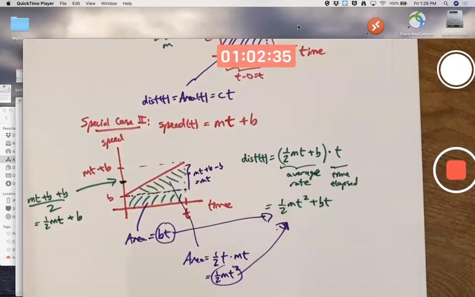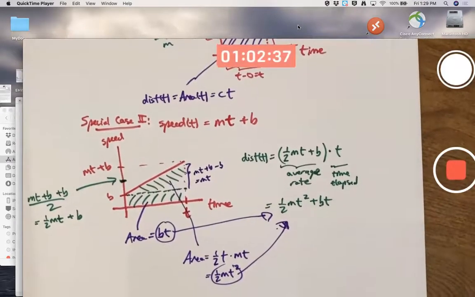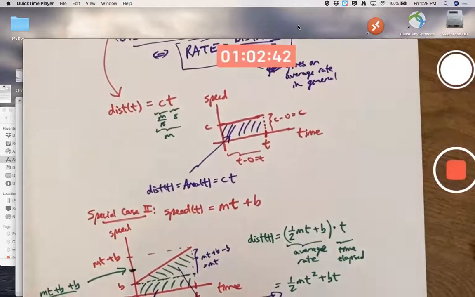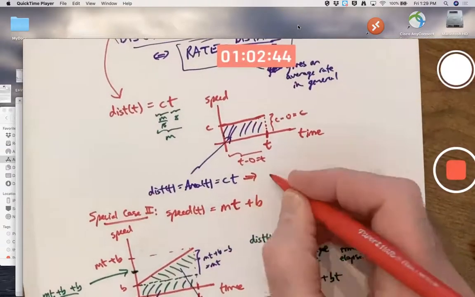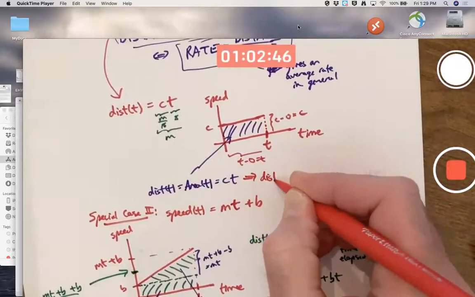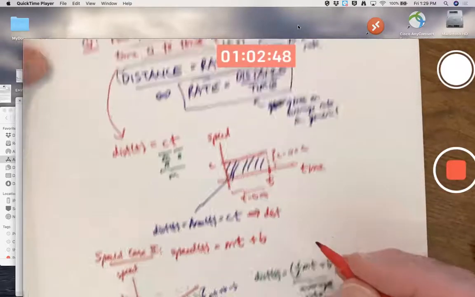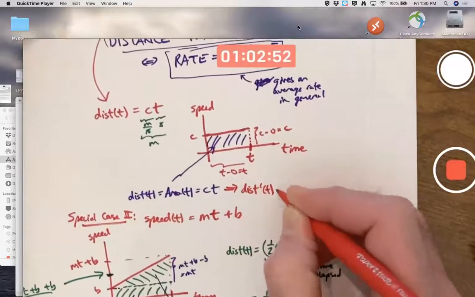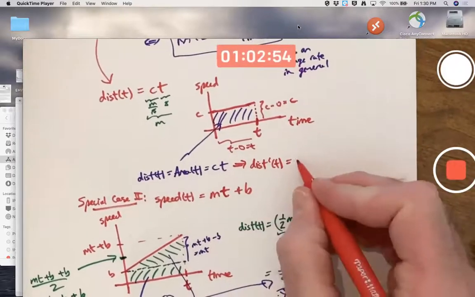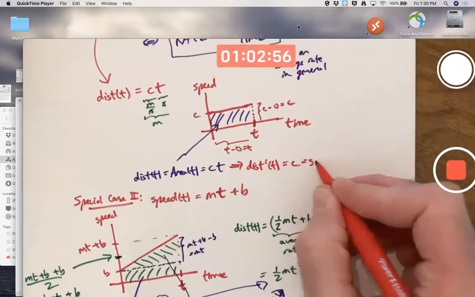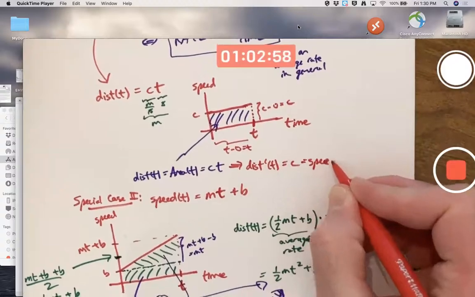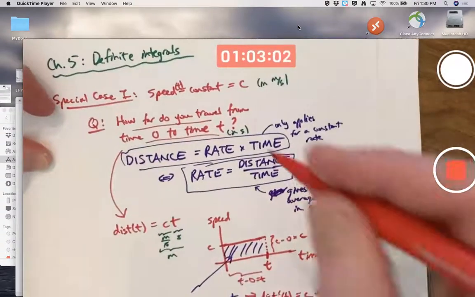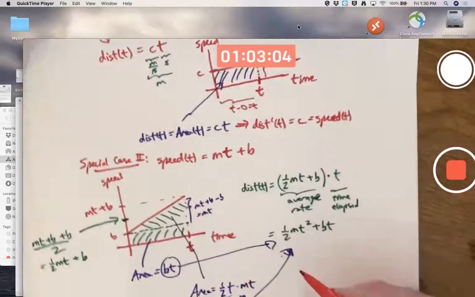Something else to note in both cases here. This is really important as well. If you differentiate this distance function with respect to t, we're back to the first case, at a constant speed. Dist prime of t, c is a constant, you get c, you get the speed. In case one, the speed was constant. The same kind of thing happens here.